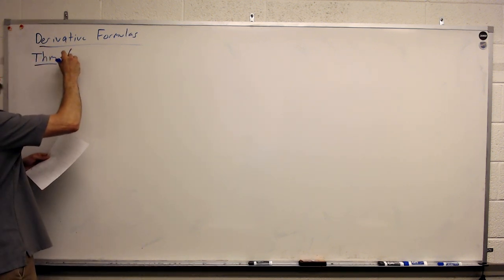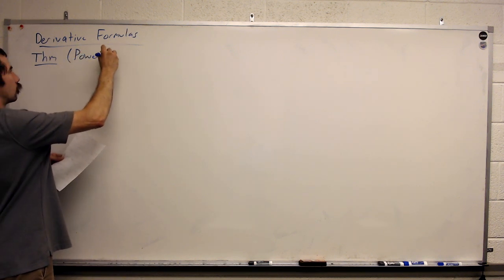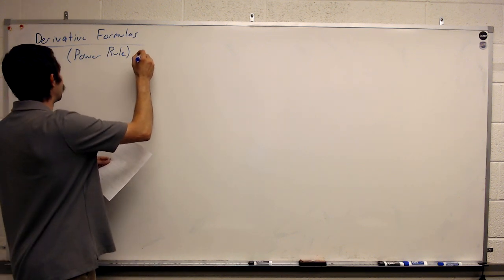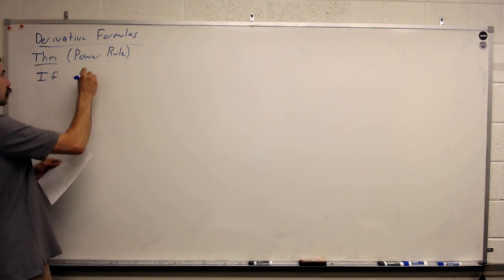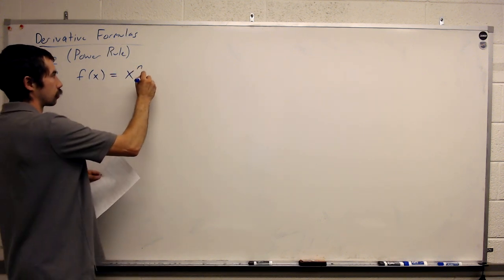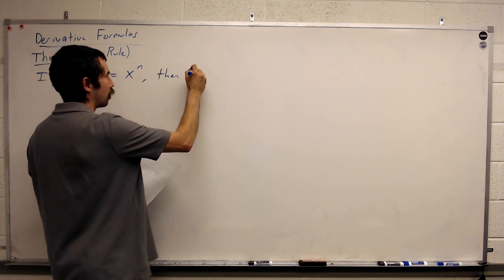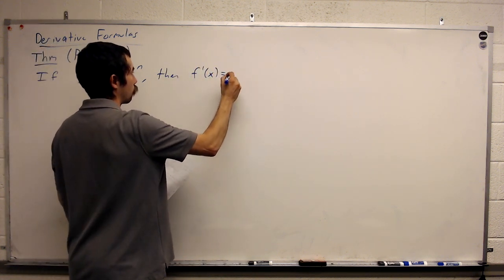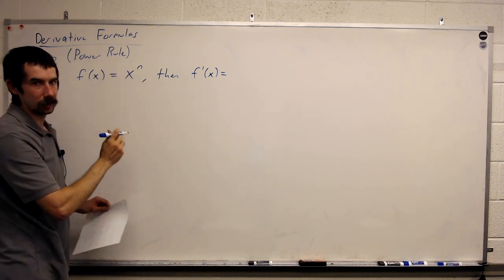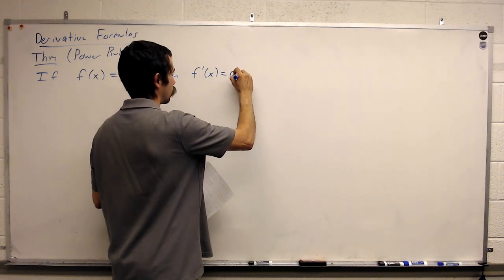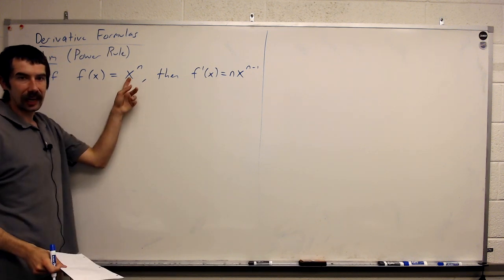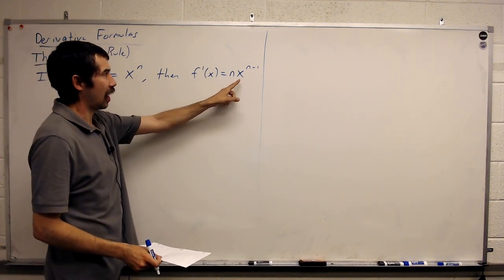All right, so we're going to start off with what's known as the power rule. What does it say? It says if f of x, so if our function, is equal to x raised to some power, then f prime of x equals, we bring the power in front and we subtract 1 from the exponent. So the derivative of x to the n is n x to the n minus 1.